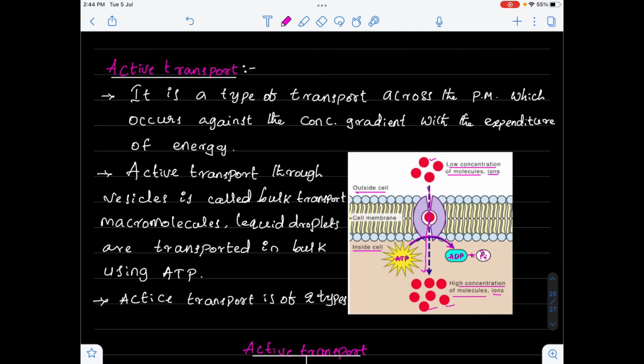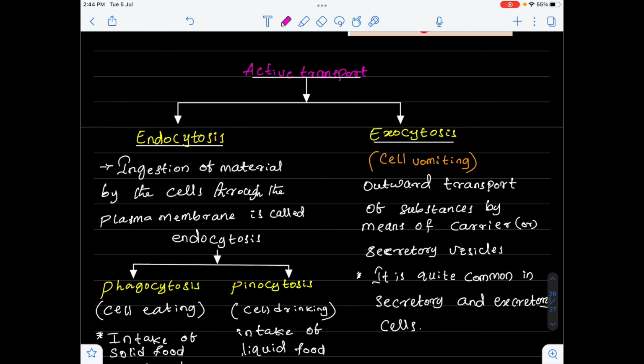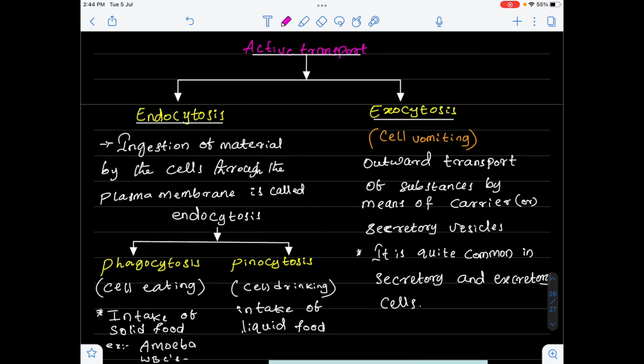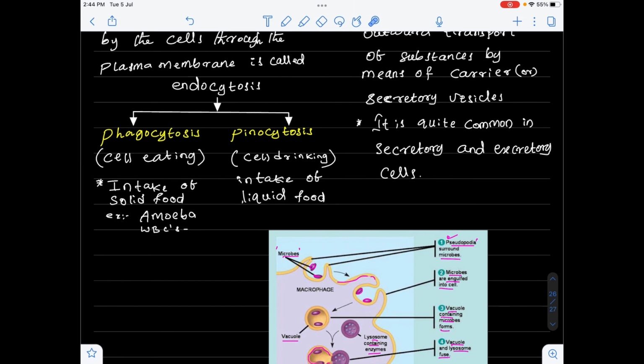This is about active transport. Types of active transport, that is endocytosis and exocytosis. Here endocytosis is of further two types: phagocytosis, also called cell eating; pinocytosis, also called as cell drinking.